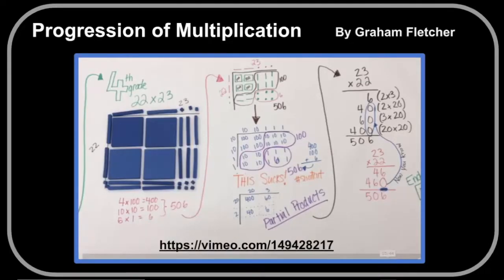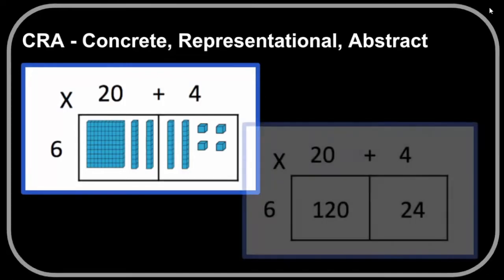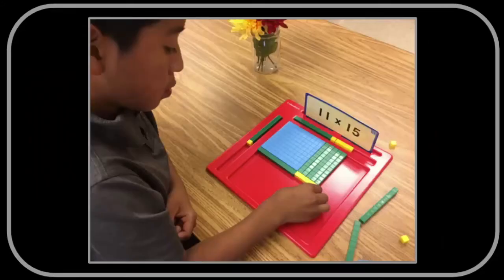For additional information, you can also check out Graham Fletcher's video on the progression of multiplication. The video details the connections that students make as their understanding naturally progresses through the end of 5th grade. As students enter 5th grade, it is important to scaffold instruction and use the CRA approach to model how strategies and algorithms are connected. In the upcoming video, you will see how one student uses base 10 blocks to find the product of 11 times 15.